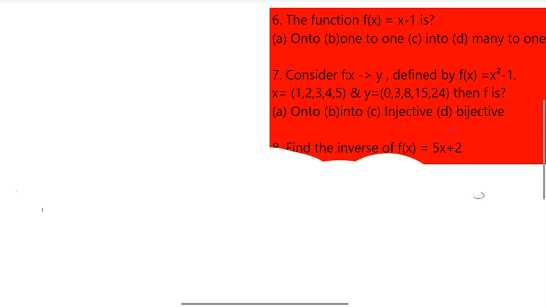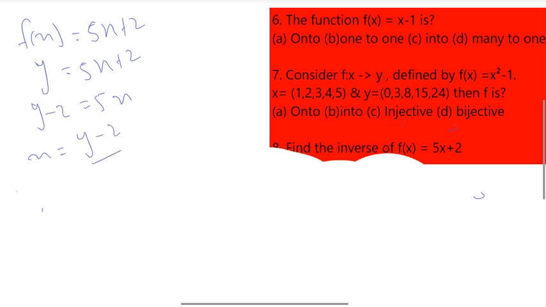So this question 8 now, we have f of x is equal to 5x plus 2. They say we should find the inverse. So very quickly, f of x will be y equal to 5x plus 2. We'll make x subject of the formula. So we have y minus 2 is equal to 5x. So x is equal to y minus 2 over 5. We'll just change the parameter. So we have the inverse of x to be equal to x minus 2 over 5. It is that simple, and that is our answer.